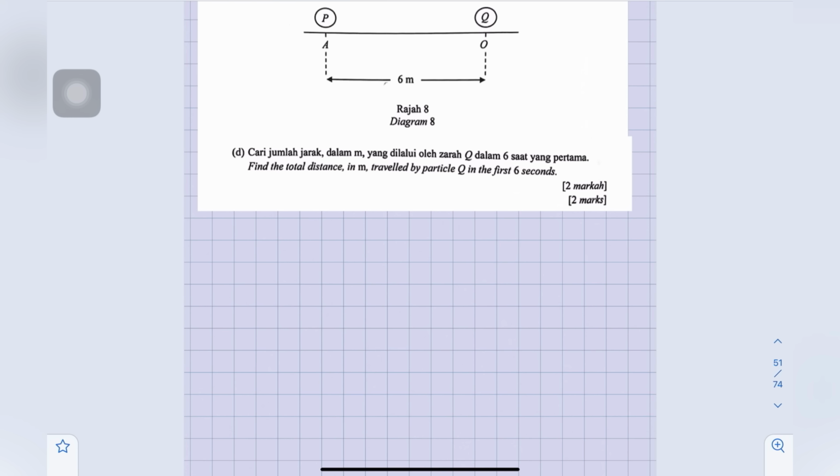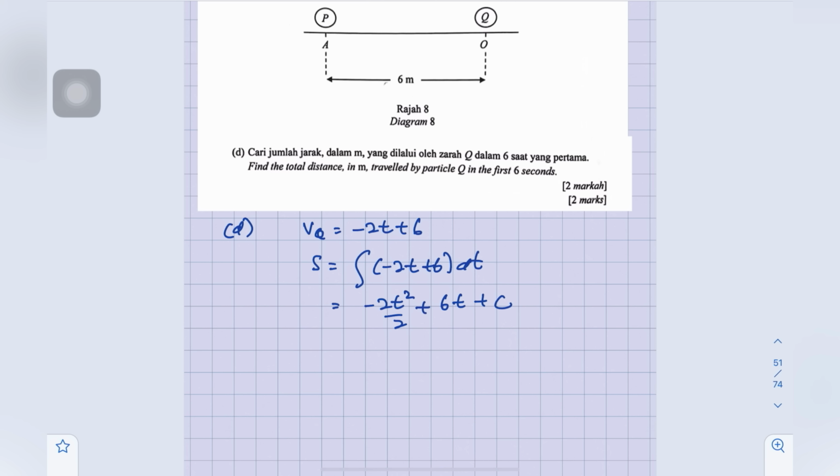D, find the total distance in meters traveled by particle Q in the first 6 seconds. To find the total distance, we must have displacement. We have the velocity of Q as negative 2t plus 6. So to find displacement, integrate negative 2t plus 6 dt. You will get negative 2t squared over 2 plus 6t plus c. Okay, so simplify.